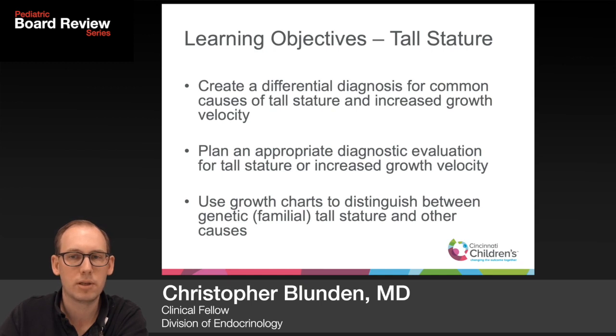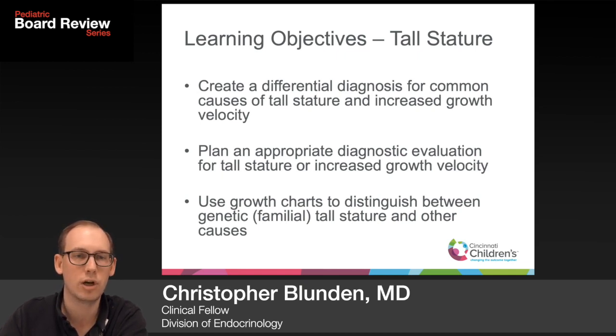So that sums up understanding normal childhood growth, and now I think we can move on to talking about abnormal growth or potentially pathological states that affect growth during childhood. So the objectives for talking about tall stature would be to create a differential diagnosis for common causes of tall stature and increased growth velocity, to plan an appropriate diagnostic evaluation for tall stature or increased growth velocity, and to use growth charts to distinguish between familial tall stature and other causes.